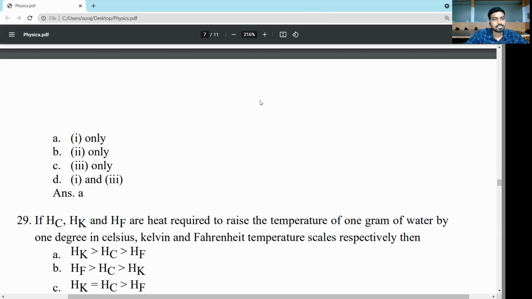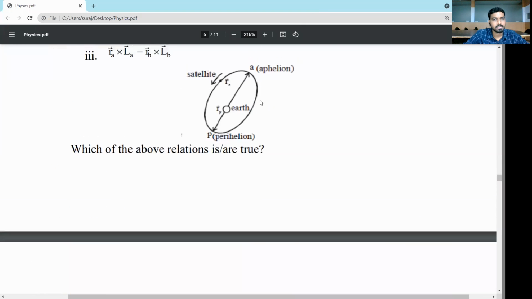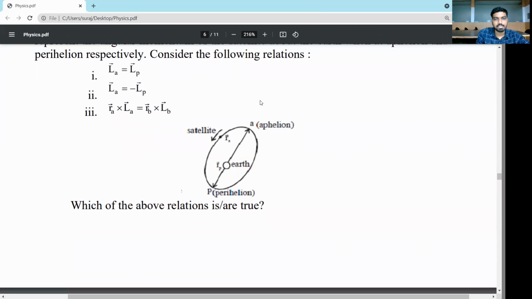So option A, B, C, but option A is saying only one. See, in this, angular momentum will be conserved because there is no net torque. Here, angular momentum is not in the negative direction. Angular momentum is an axial vector, and its direction is not changing. Although the momentum direction is changing, the angular momentum direction is not changing. This is wrong, and this is obviously wrong. So only the first one is correct.